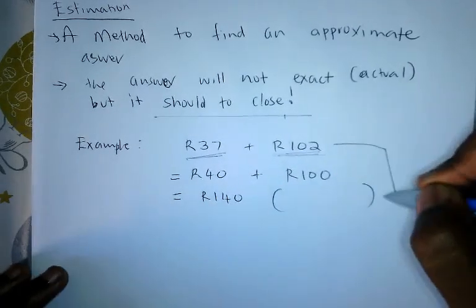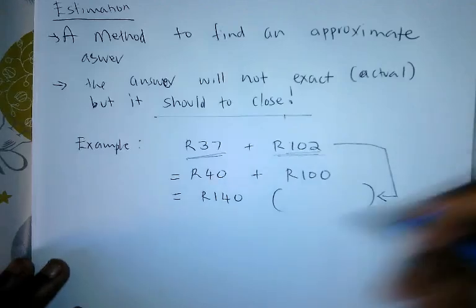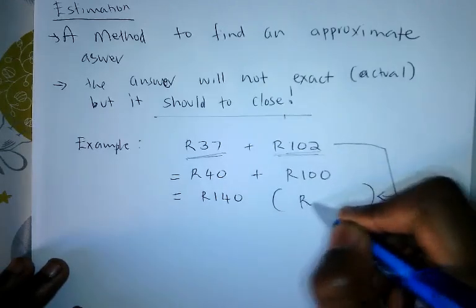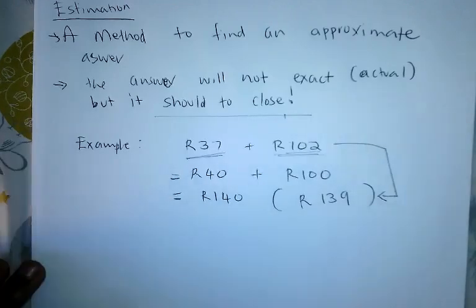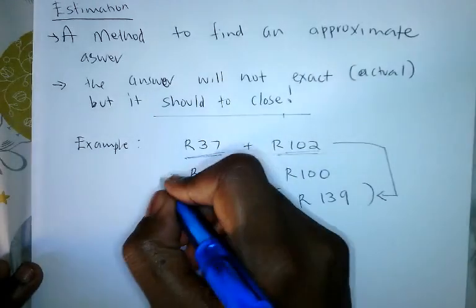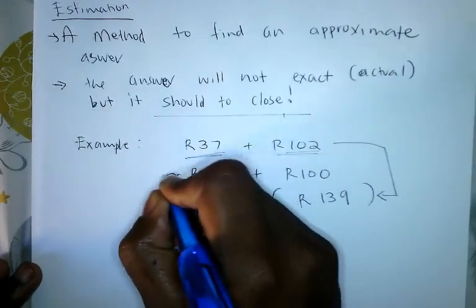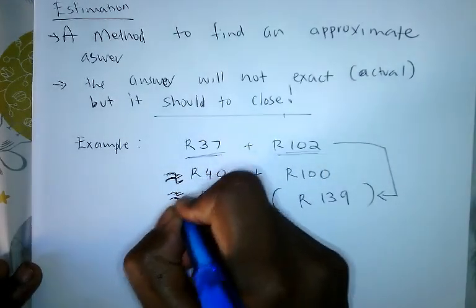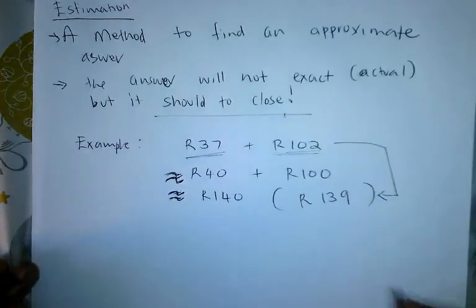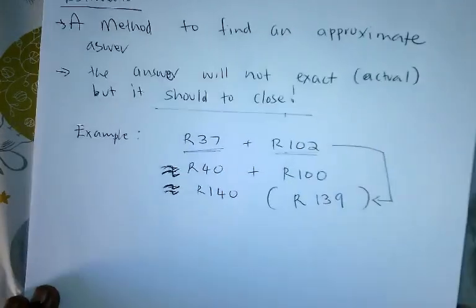Who can put this? 139. Are we all clear, guys? So it's quite close to the actual answer. That's what we mean by estimation. I'm going to use this curved sign here to show that it's an estimation, approximately that.